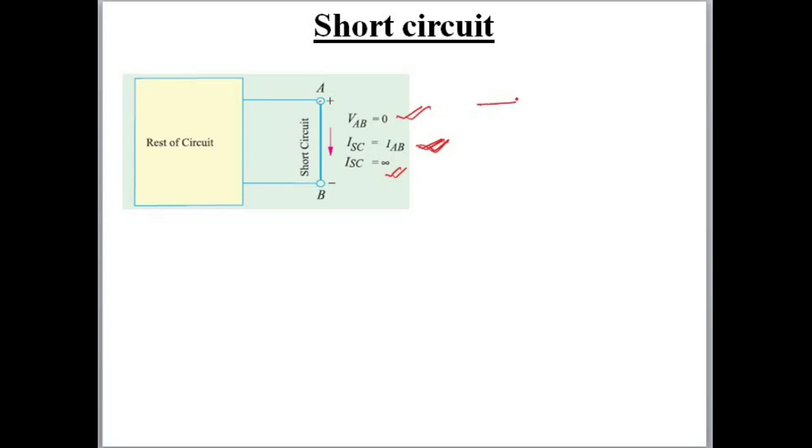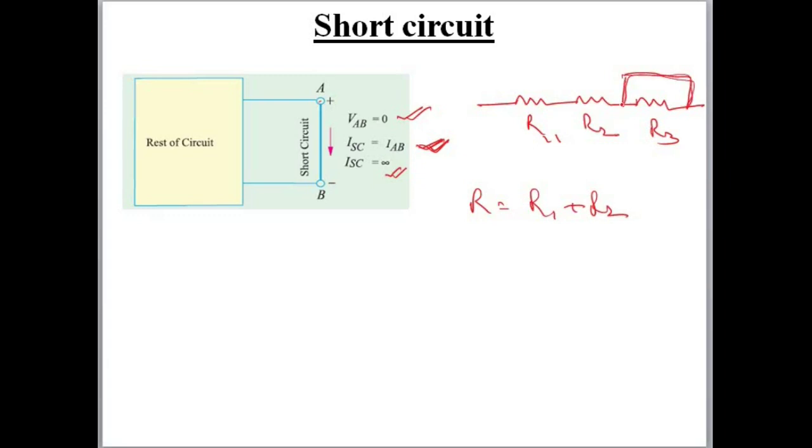And in any circuit, suppose there are resistors R1, R2, R3, and we short the R3 resistor, then what will happen? Total resistance will be equal to R1 plus R2. Why? Because in this path there is a short. Current will always choose the path of least resistance. Current will not go through this resistance, it will pass by the short. So this resistance will not come into the picture, and your total resistance will be R1 plus R2.